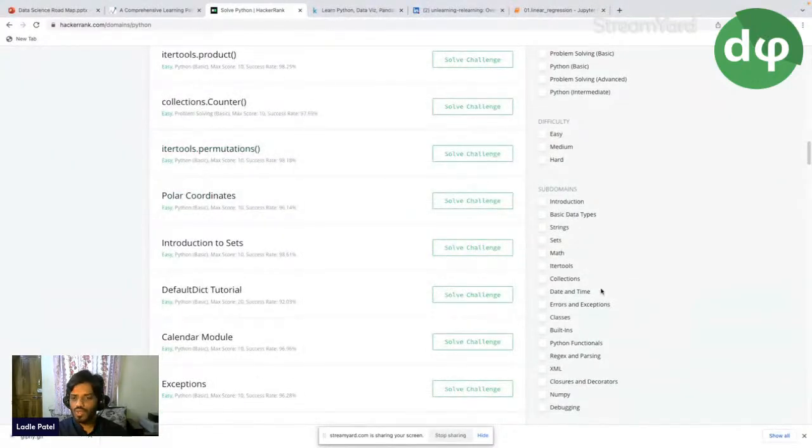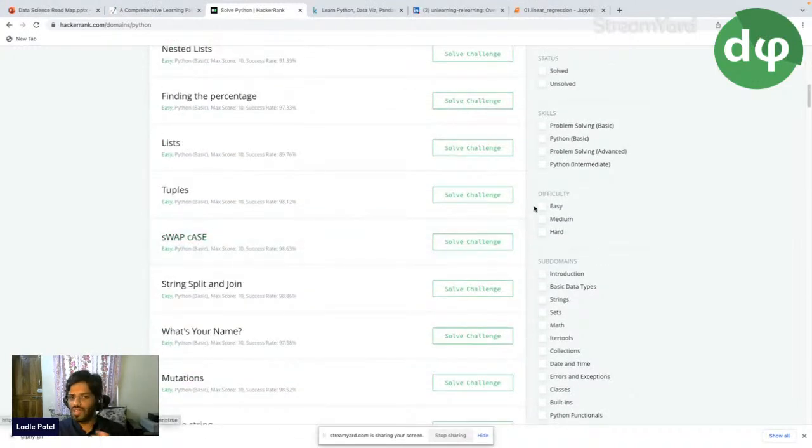Again, you don't have to become an expert in error handling and exceptions, try-catch, all of those things. You don't have to learn classes. Regex is not required. Closures and decorators, they are software engineering. Over a period of time, you can evolve, improve, and add these skills to your learning. But to start with, learn only the basics.